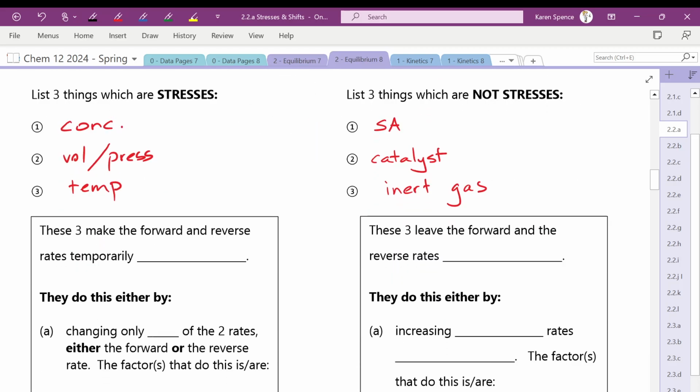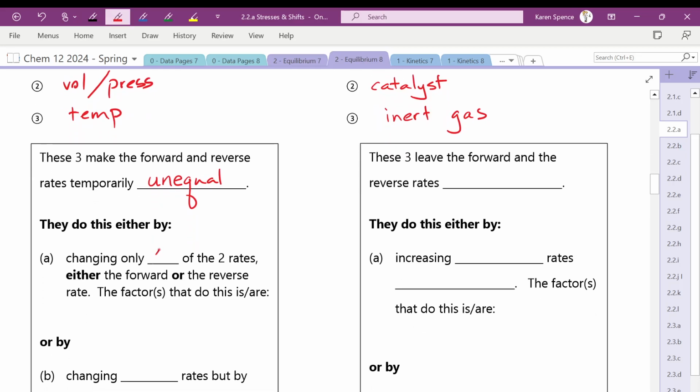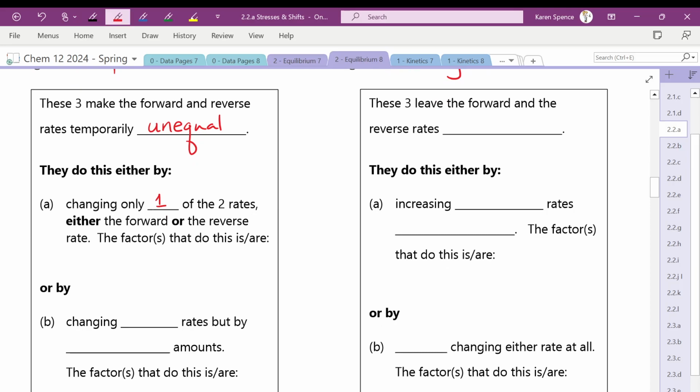Now, concentration, volume pressure, and temperature temporarily make the forward and reverse rates unequal. And they can do this either by changing only one of the 2 rates, or they can do it by changing both rates, but by different amounts.